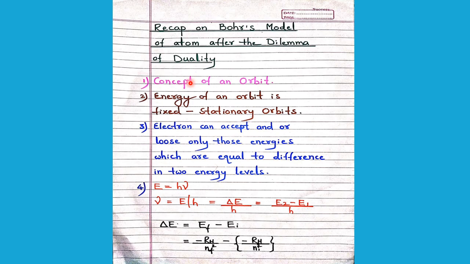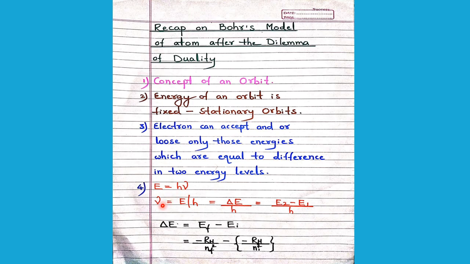Point number one: he is the one who gave the concept of an orbit, a definite path. Second, the energy of an orbit is fixed, and he named these stationary orbits or stationary shells, which are the energy levels. Third point, an electron can accept or lose only those energies which are equal to the difference between two energy levels, and this energy we can calculate using the equation E equal to h nu.